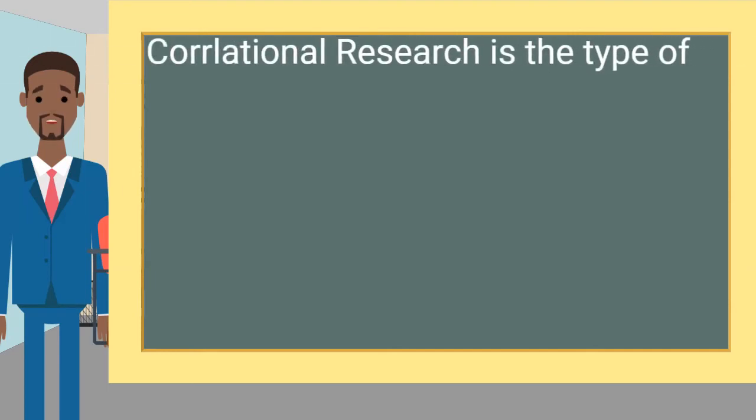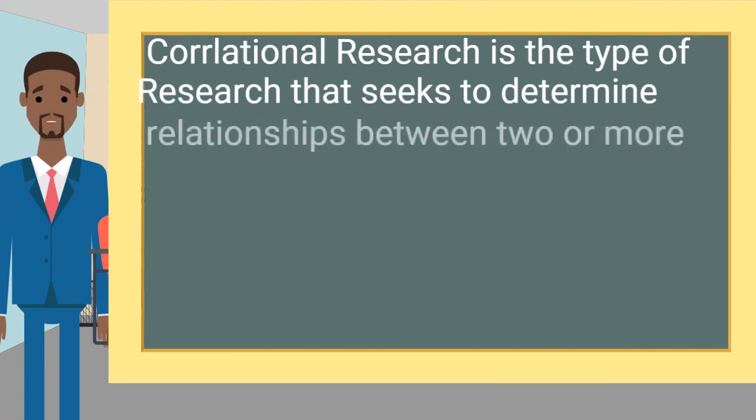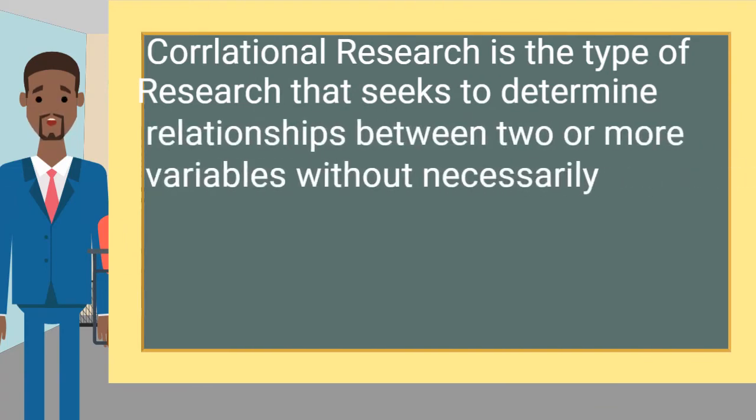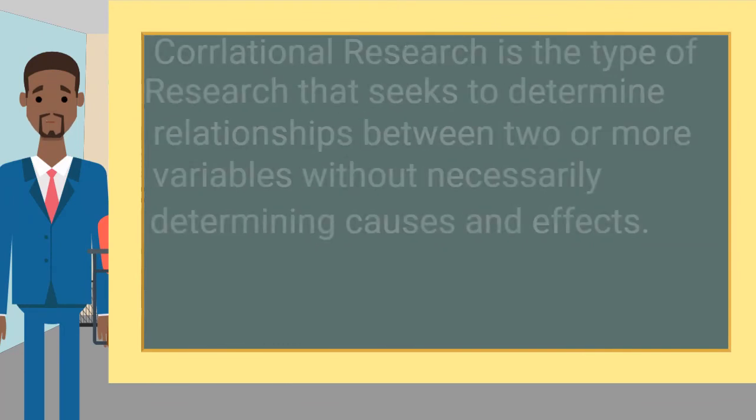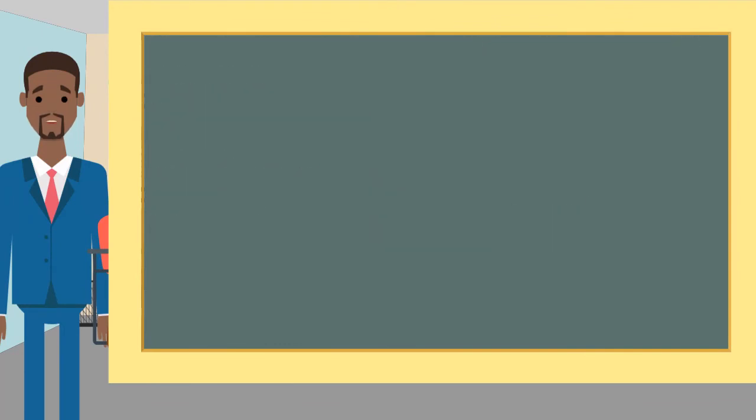Correlational research is a type of research that seeks to determine relationships between two or more variables without necessarily determining causes and effects. For example, investigating if there is a relationship between gender and academic performance.